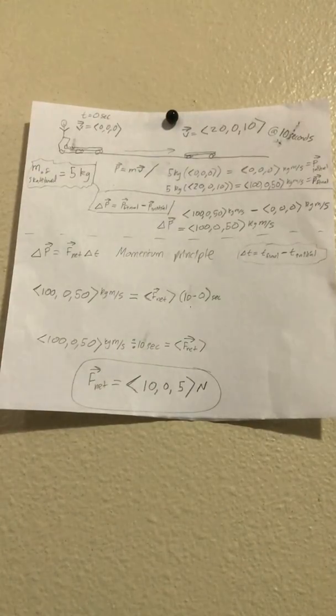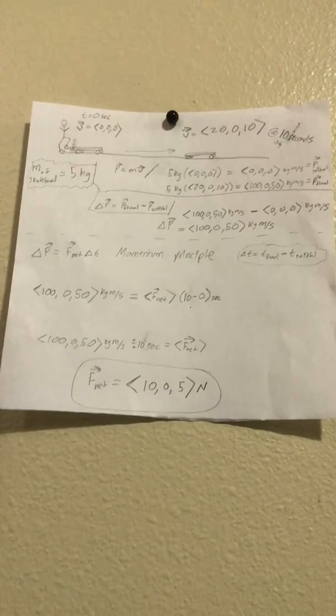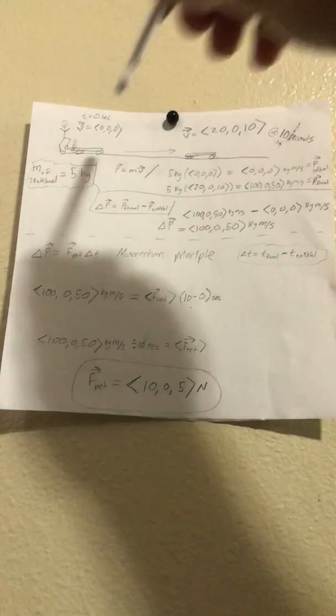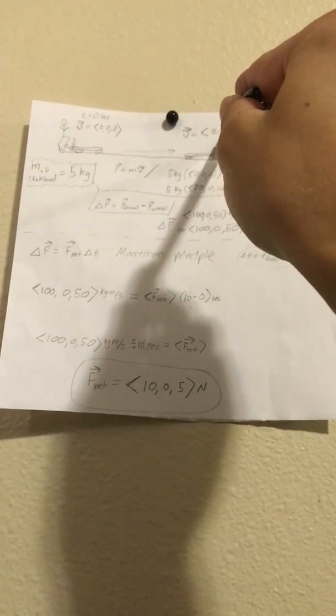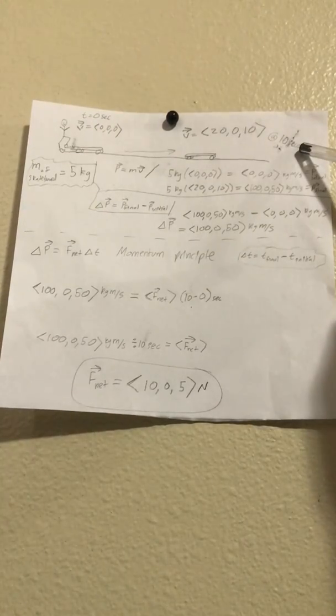So for this problem, our objective is to utilize velocities at different time points to determine the net force corresponding to an interaction in 3 dimensions. Our problem involves a skateboard that is stopped, being kicked, and reaching a final velocity, which is right here, at time equals 10 seconds.